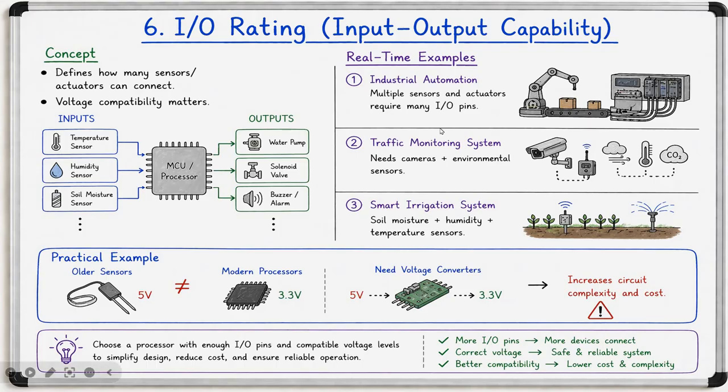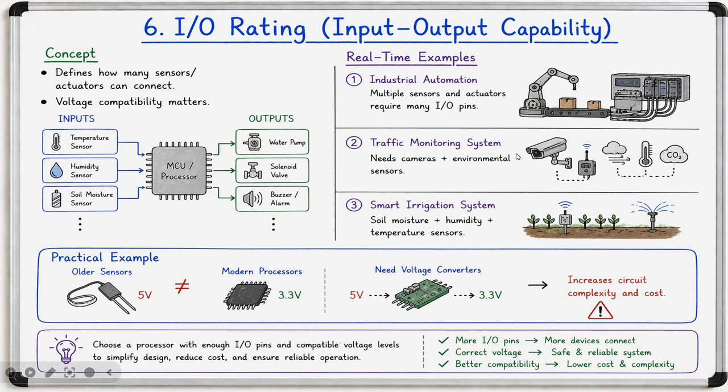Some real-time examples are industrial automation, where multiple sensors require many input and output pins. That is, factories use many sensors such as temperature, pressure or motion sensors, and so controllers with high input-output capability are needed in order to connect all the devices.